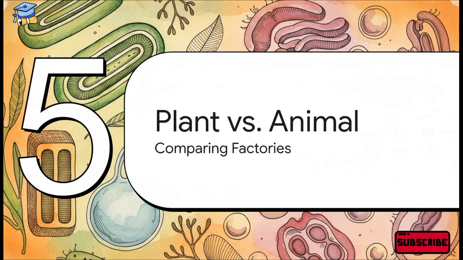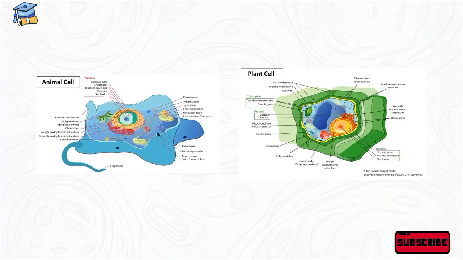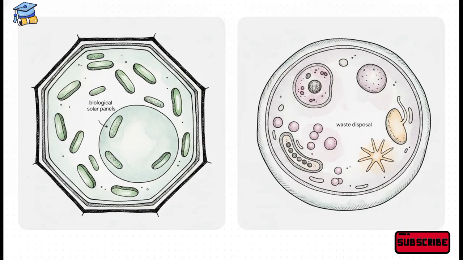Section 5, Plant versus Animal Cells. Let's zoom back out to compare our two types of factories. Comparing these two macro models reveals some really obvious structural differences. One is the fluid, organically shaped animal cell, while the plant cell is far more rigid, containing several massive internal structures that the animal cell completely lacks. Let's break down those unique factory upgrades.